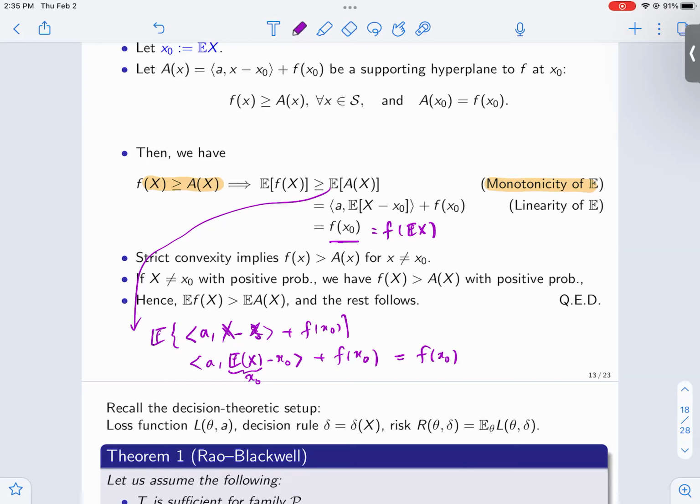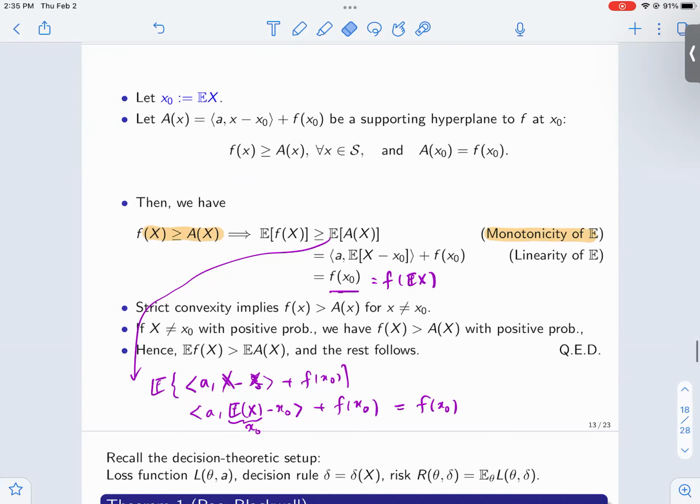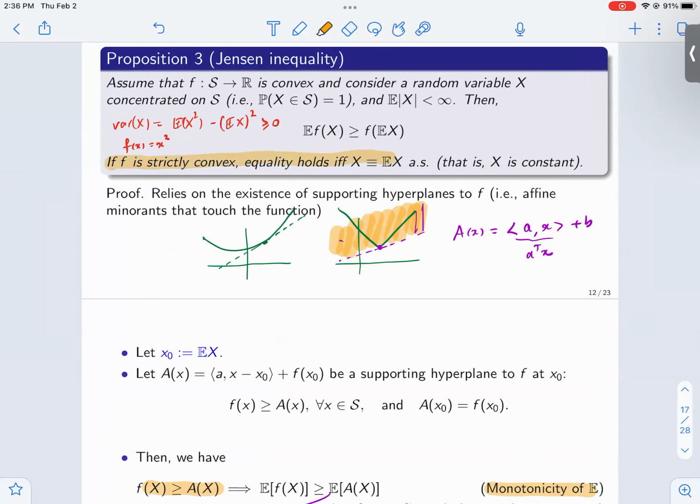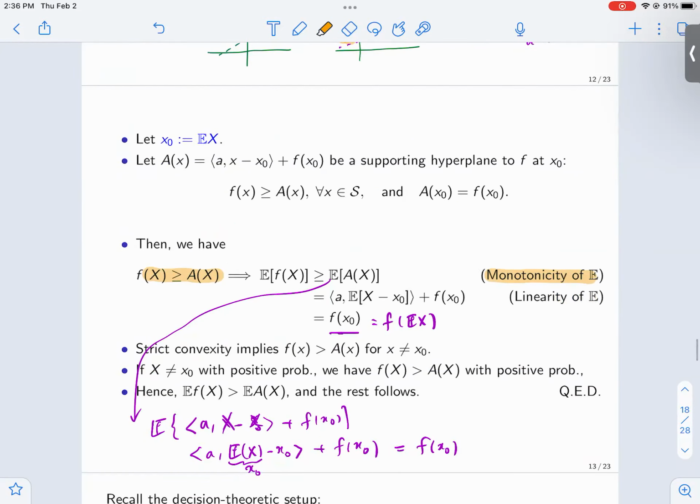This part, it's fine if you don't follow. If you follow, great. If not, just take the proof of the original one, and let's accept this part as well. And so that's Jensen's inequality and its proof. Any questions?